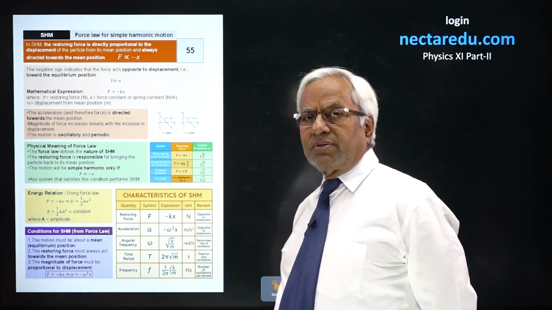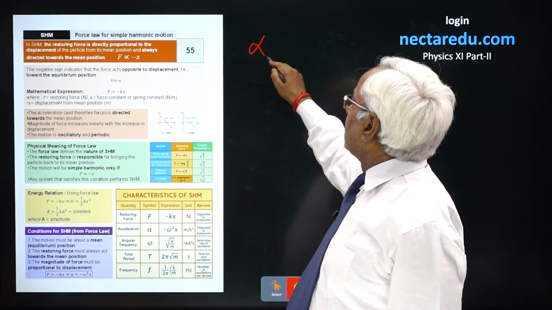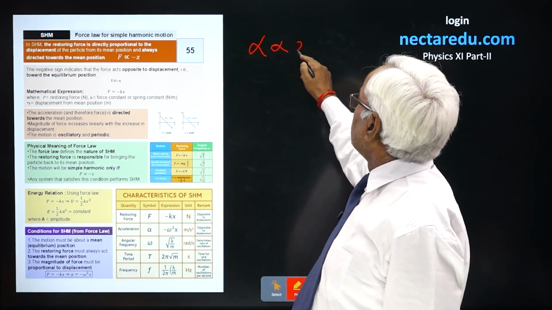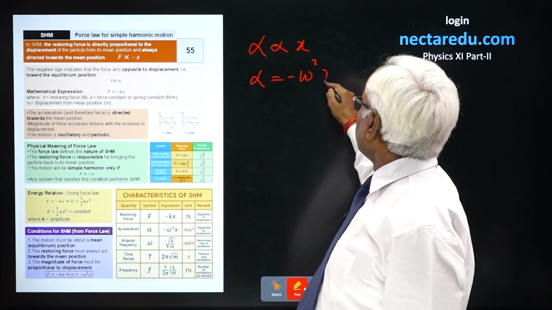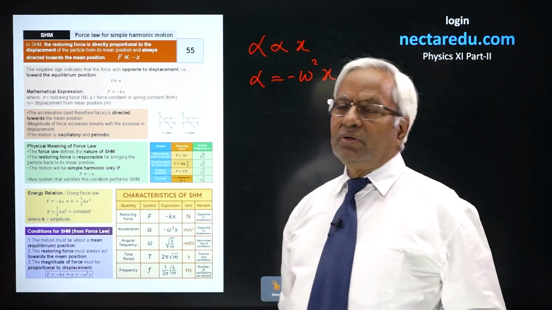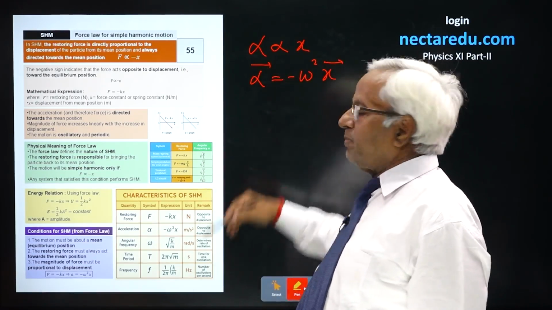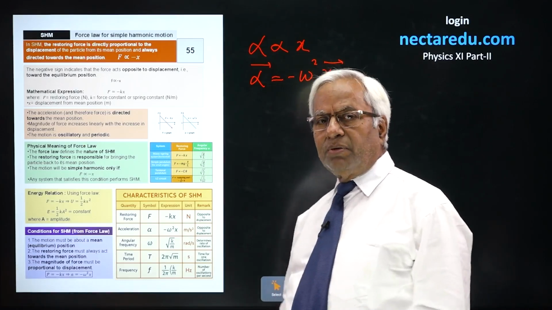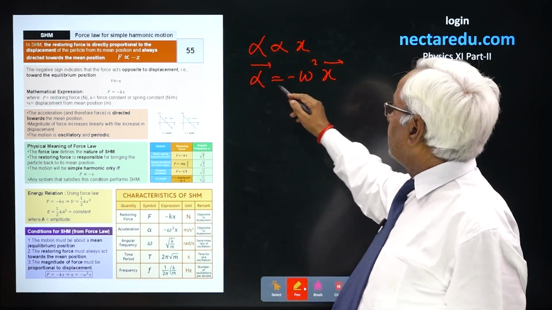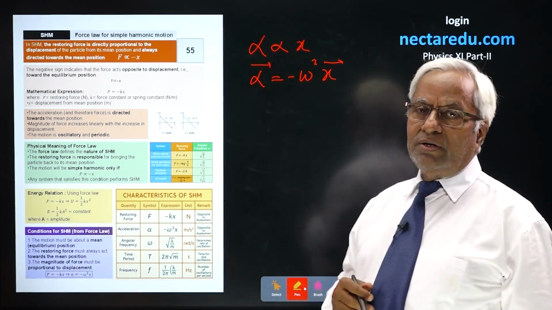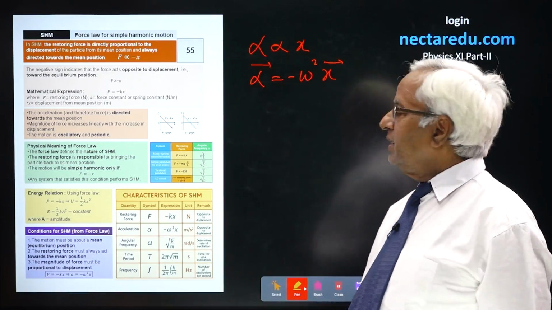Force law for simple harmonic motion. We have concluded so far that acceleration is proportional to the displacement, or you might say this is minus omega square x. This is taken here as a vector, although there is no practice of putting the vector symbol, but we do consider acceleration here as a vector and displacement as a vector. Minus sign indicates that both are opposite to each other.